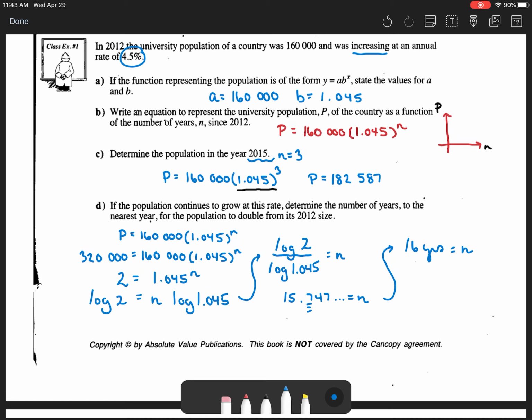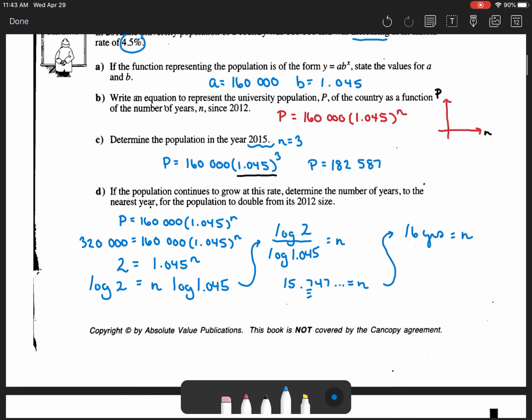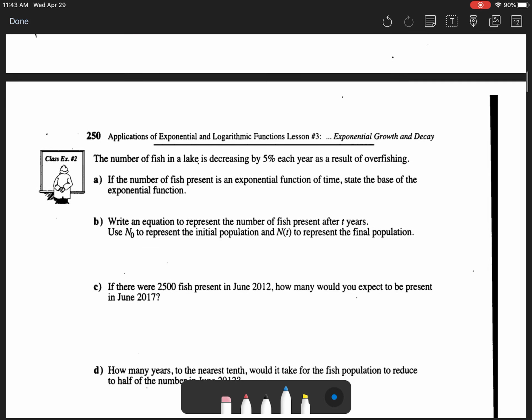So again, with these questions, once you have the equation, they're only going to ask you one of two things. They're going to give you the x value and they want the y, or they're going to give you the y and ask you to solve for the x. That's all that they're going to do in these questions. So just be sure that calculations like we did in C and D, you are comfortable doing those. All right, next page.